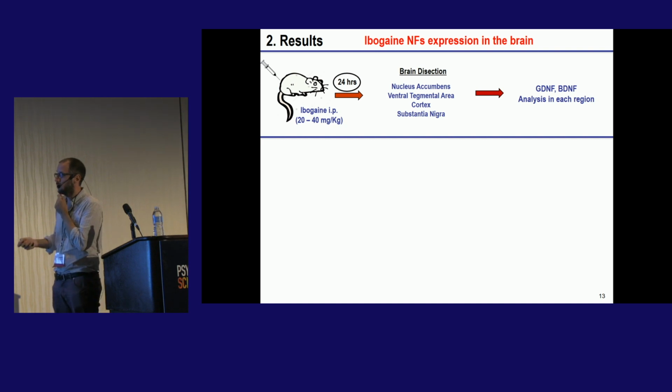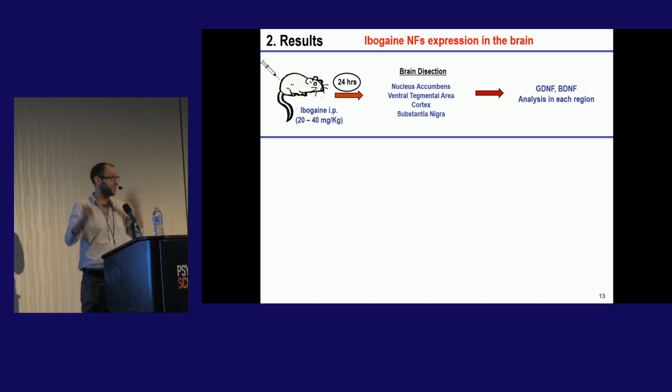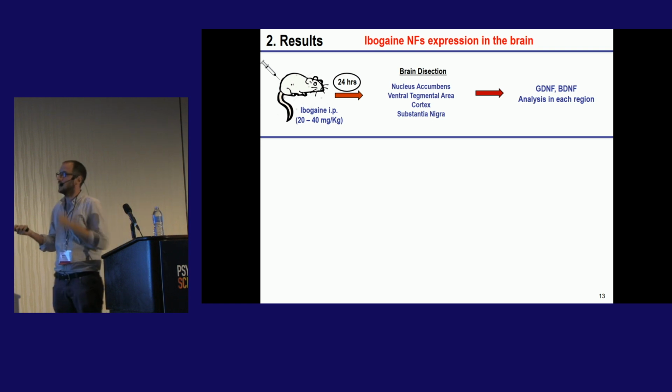We have an animal model of rats, and we inject two different doses of ibogaine, 20 and 40 milligrams per kilo. And after 24 hours, we do a dissection of different parts of the brain, the nucleus accumbens and the ventral tegmental area, that are the two zones I showed you that were involved in the drug addiction. The cortex and the substantia nigra. The substantia nigra is a dopaminergic part too that has been linked, for example, with movement and with neurodegenerative diseases such as Parkinson's syndrome.